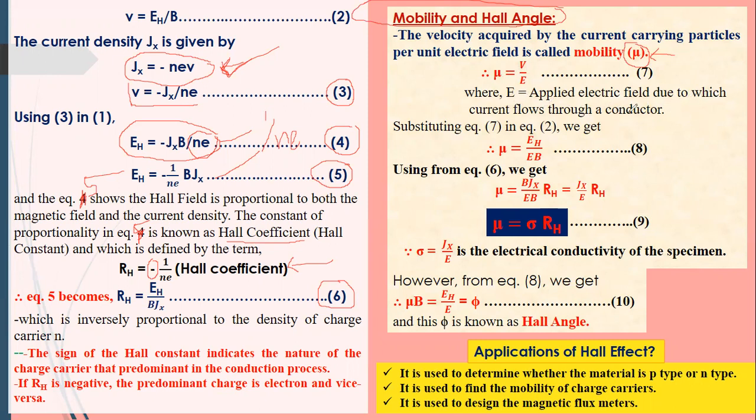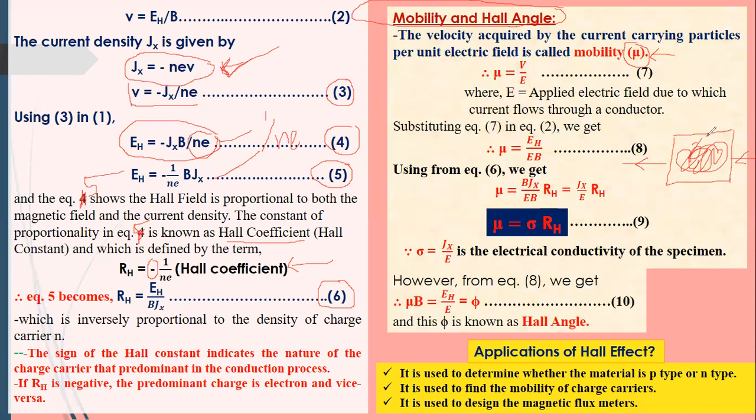E is the applied electric field, and that electric current is passing through a metal slab conductor. Conductor means a metal slab conducting material. Through that particular material, electric current is passing. This is the conducting material, and E is the applied electric field due to which current flows through a conductor.